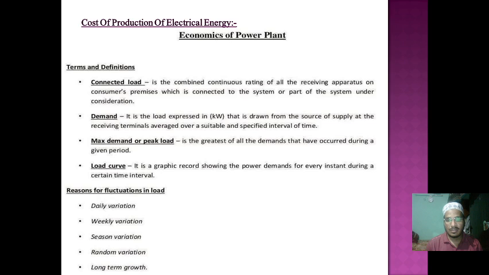Whatever electricity we are generating from the power plant, we have to calculate whether the power generation is good and sufficient for the electricity department, for domestic, residential or industrial purposes. We have to know all these terms and definitions. Economics, in terms of power plant engineering, is the cost of production of electrical energy.